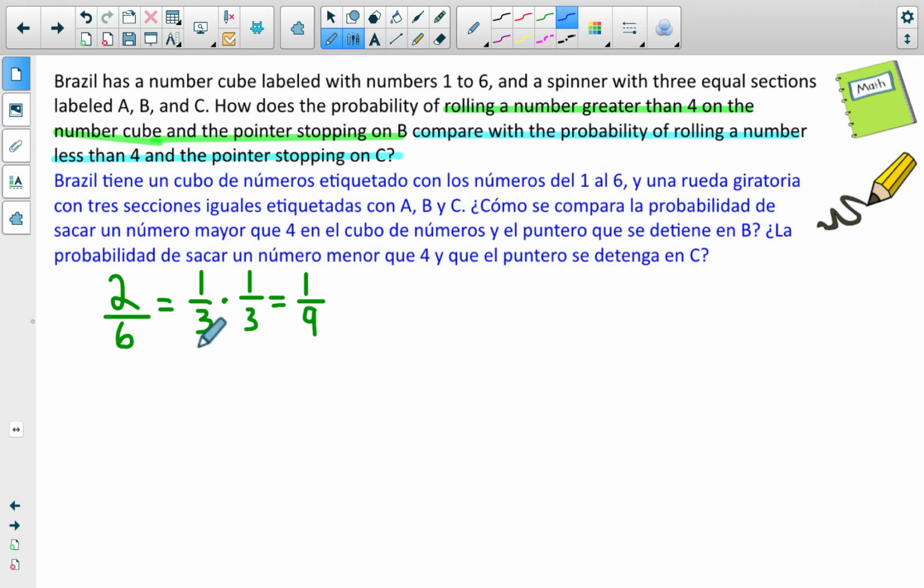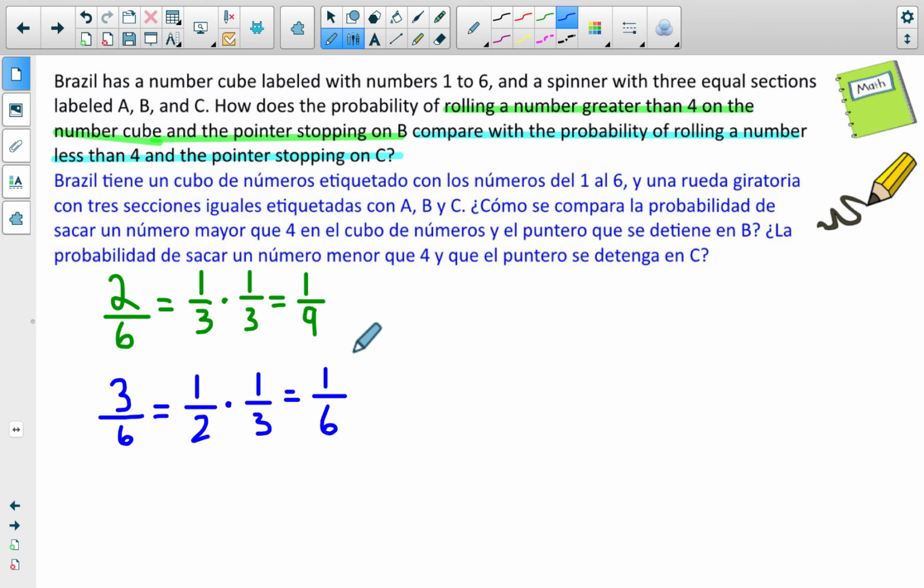Compare with the probability of rolling a number less than 4. Okay. The numbers that are less than 4 are 1, 2, and 3. So that is 3 out of the 6 sections, which simplifies to a half. Now, the pointer stopping on C, well, C makes up 1 section out of the 3 total. That gets 1/3. Now, I'm good with my fractions, and you guys are too, or you should be, hopefully, if you've been working at them. I know you guys have been.